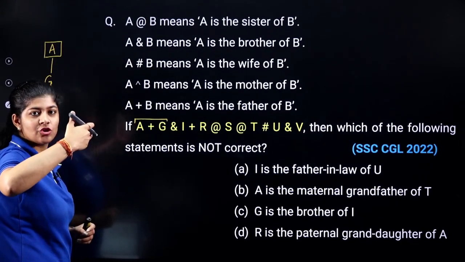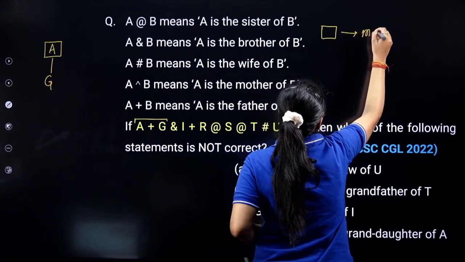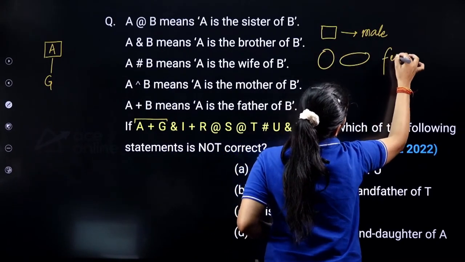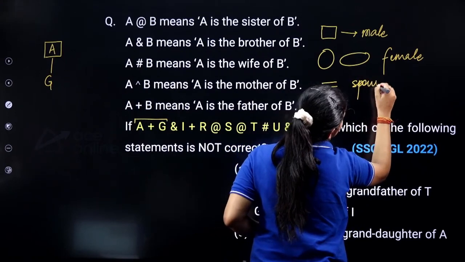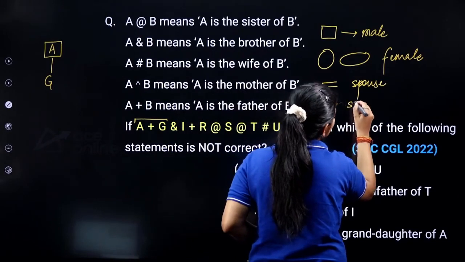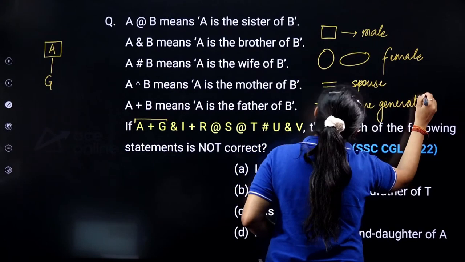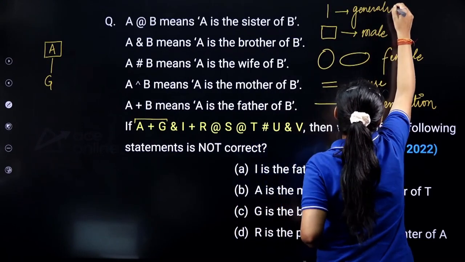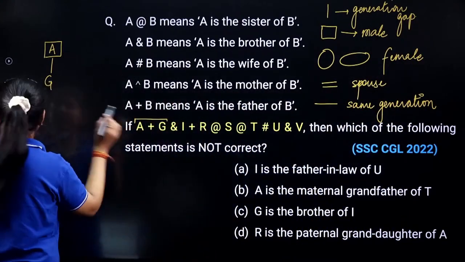This vertical line shows the generation gap, right? This square symbol denotes male. Circle or oval shapes denote female. These two lines show spouse, right? A single horizontal line shows the same generation and a single vertical line shows a generation gap. Right? Okay. Now the next one.